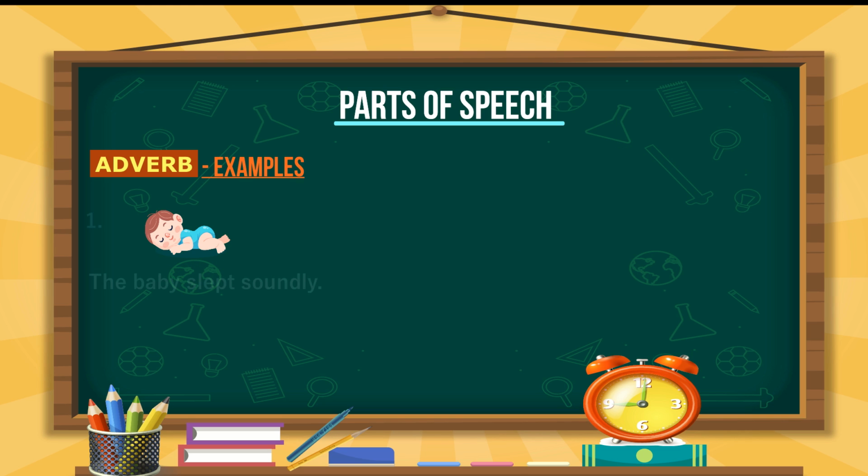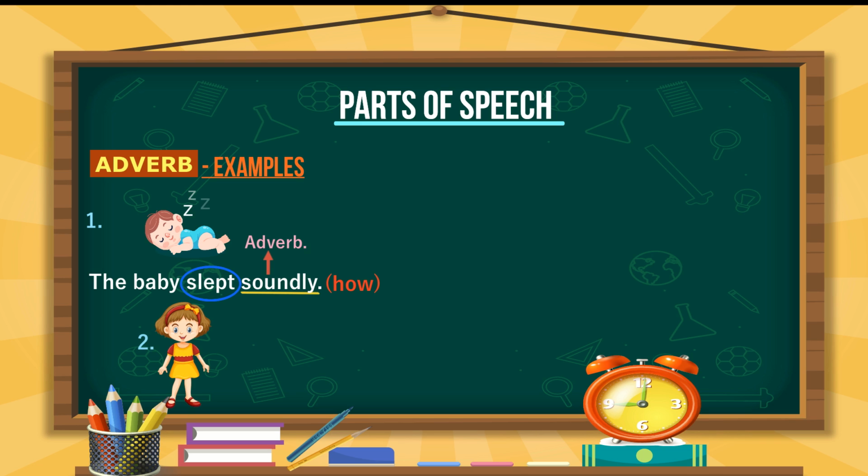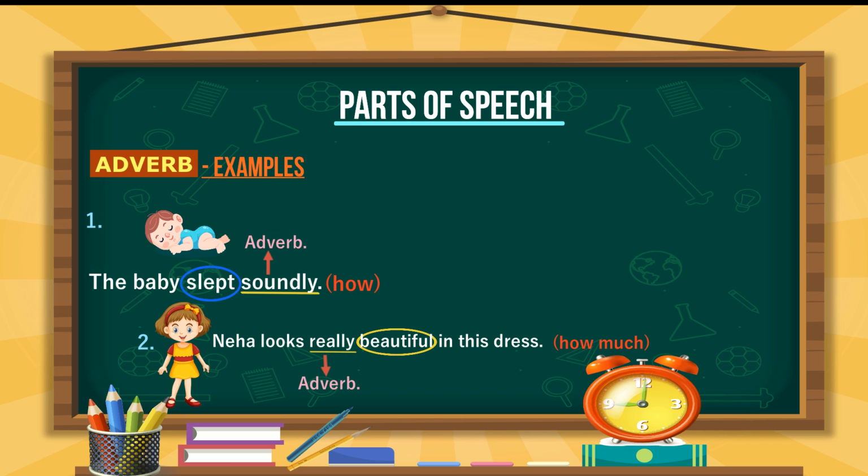In the first, the baby slept soundly. Soundly is the adverb. It gives information about the verb slept. How did the baby sleep? Soundly. In the second, how beautiful is Neha in this dress? She is really beautiful. It means very beautiful. So the adverb really modifies the adjective beautiful. That means it gives information about the adjective.